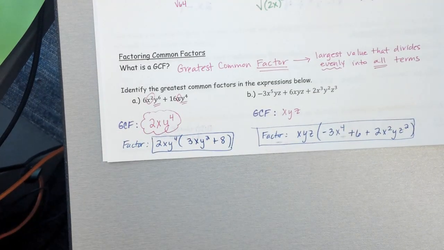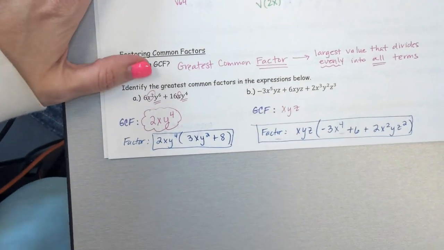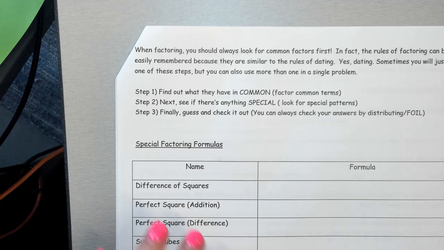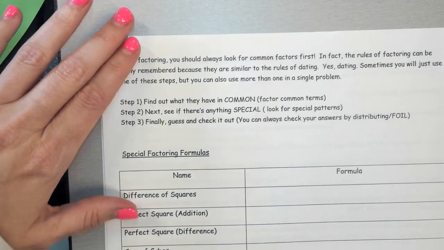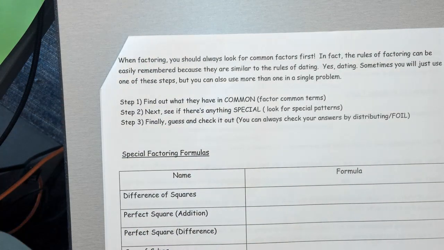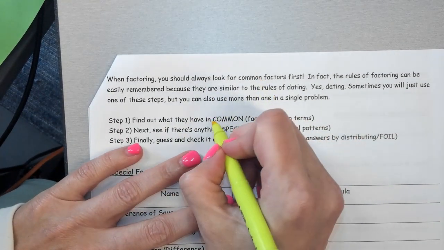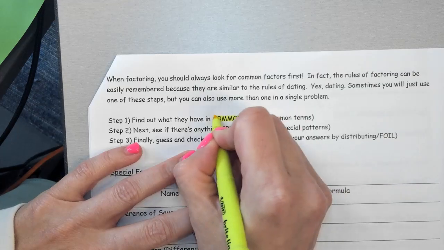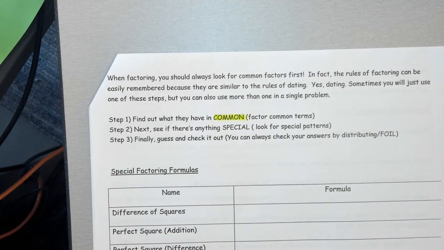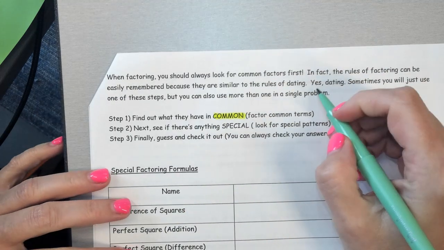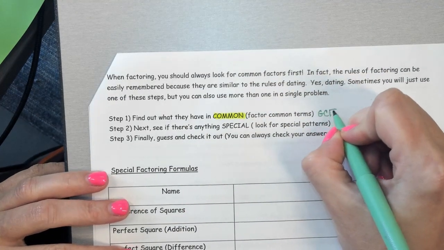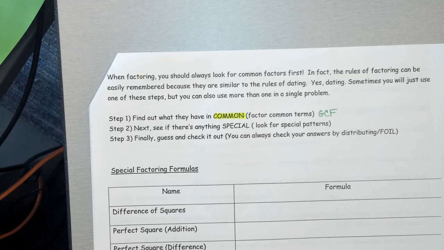Okay, so that is factoring with your GCF. We're going to go over the factoring rules book real quick to just jog your memory. Remember, you always want to look for those common factors first. And if I have taught you factoring before, you know, to help people remember, I always say the rules of factoring are like the rules of dating. So the first thing you do, see if you have anything in common. You find that GCF, those common terms.